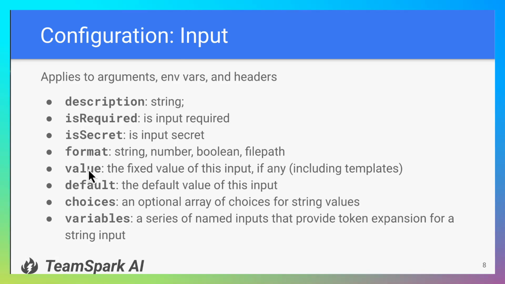I'll talk about how templates work in a second, but essentially a template can have elements within it that can be replaced by other inputs. And there's a couple of very common use cases for that. You can give it a default value, or you can give it a set of choices. So let's say you want to constrain a string input to one or two particular values, you can do that. And then you can also have variables that sit underneath an input, which are essentially another sub-input that fills in a template. That'll make more sense when I show you a demo.